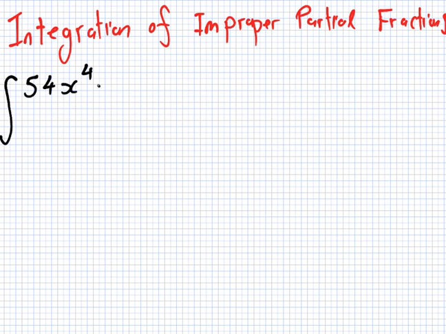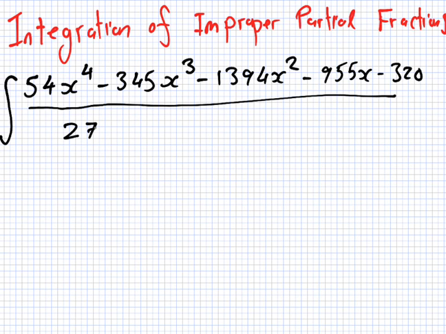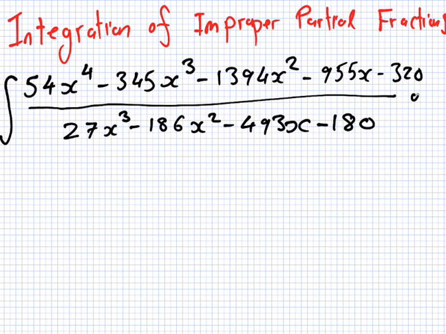54x^4 minus 345x cubed minus 1394x squared minus 955x minus 320, all over 27x cubed minus 186x squared minus 493x, that should really say x, minus 180, dx.